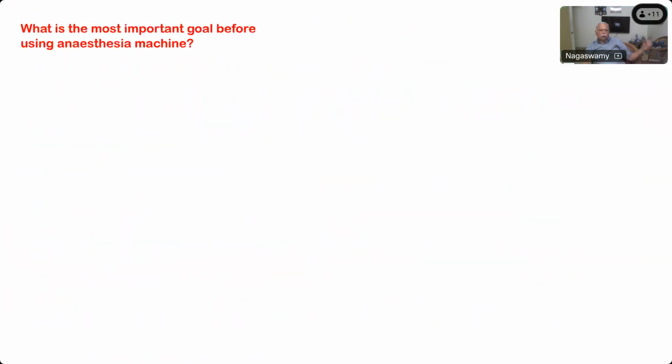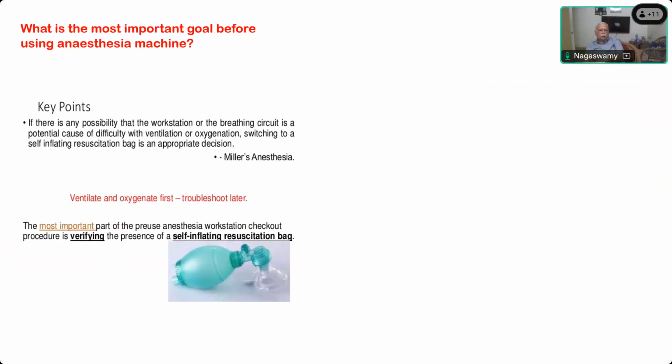What is the most important goal before you start using your anesthesia machine every day? Or important checks that you must do, rather than the word goal? What is the important thing that you must check whether it is available in the OT? Ambu bag. Manual resuscitation. Fantastic. Backup systems. The workstation or breathing circuit is a potential cause of difficulty with ventilation or oxygenation. Switching to a self-inflating bag is a very important thing, even in Miller's Anesthesia. So ventilate and oxygenate first, troubleshoot later.